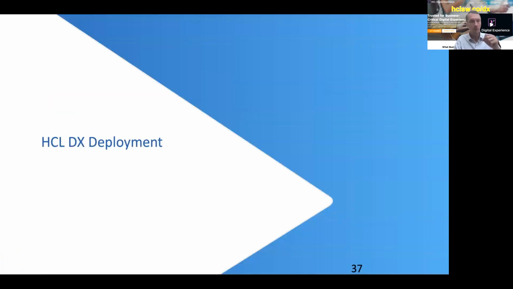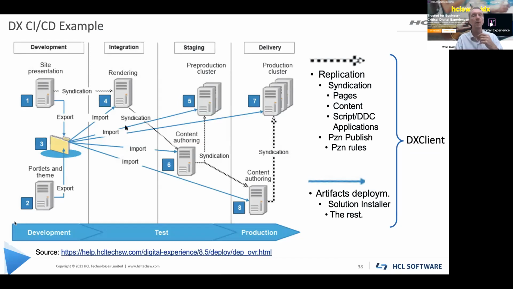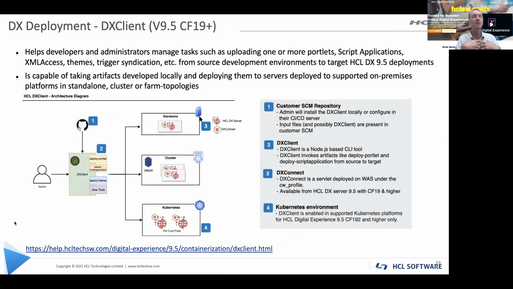Then if we go to deployment, look at this example. For deployment, we have different tools like syndication, publish, and others. Let's have a closer look at how this all works. So let's start with the DX client. The DX client is this new solution that we have introduced in 9.5, CF119. This really gives you a command line tool that allows you to script a whole set of capabilities. It allows you to deploy script applications, to run XML access, to deploy themes, trigger syndication, and more.